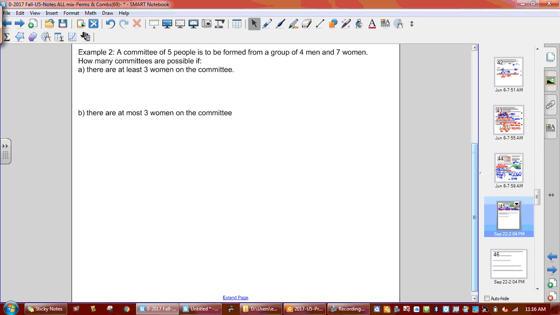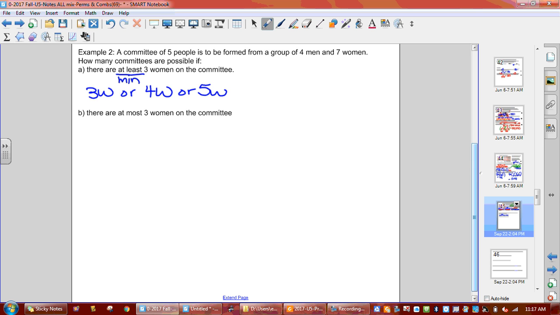You need at least 3 women. That means a minimum of 3 women on the committee. So that means you've got different choices. We could have 3 women on the committee, or 4 women, or 5 women, because it's a 5-person committee. So we need to figure out each one of those situations and then add them all together. I'm just going to do the work below so I have more room.